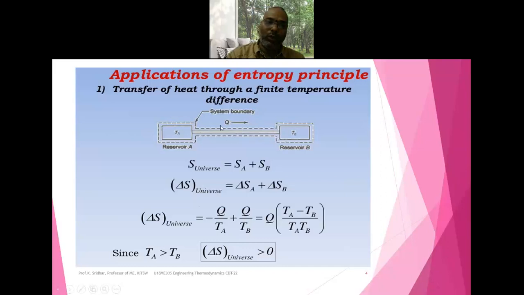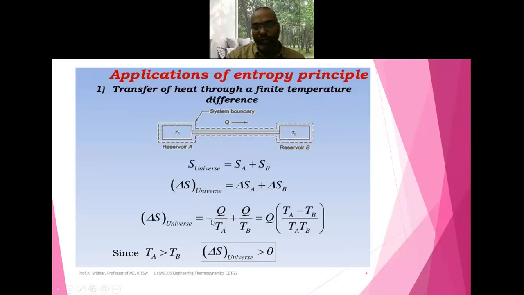Now how can we write the entropy of the universe? It is nothing but SA plus SB, because we have two reservoirs. So dS of the universe is equal to dSA plus dSB. How can you write dSA? Normally the formula is dS equals delta Q by T, or simply here I have written Q by TA.